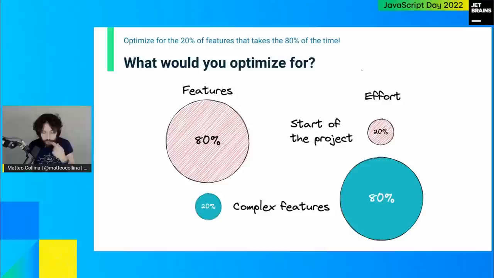So when you're picking a new technology, what are you optimizing for? Are you optimizing for the 80% of the features that take 20% of the time, or for the 20% of the features that take 80% of the time? What would you optimize? If you need to choose a technology that changes this equation, I would be very willing to trade some more effort at the start of the project to be able to reduce the time it takes for more complex features. So absolutely, that seems a no-brainer.